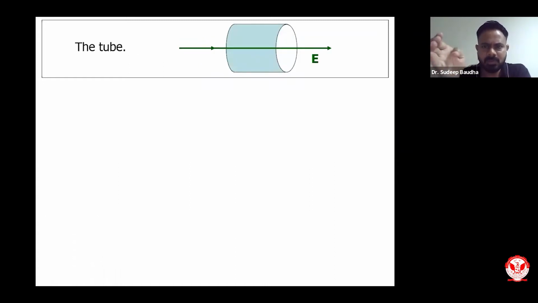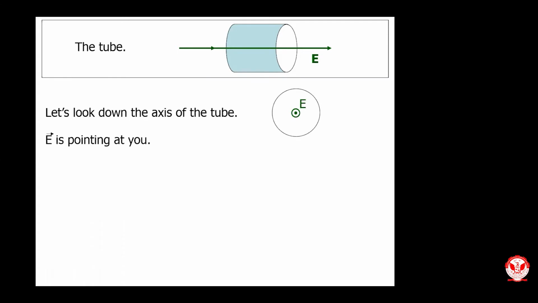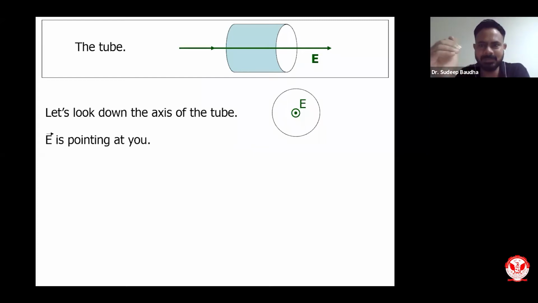For the tube, electric flux, let us see the axis for how it is first. Electric field is over here. It is pointing towards me. So the total flux will be 0? Yes, correct. Total flux will be 0. So I'm going to prove how this total flux is 0 for this.